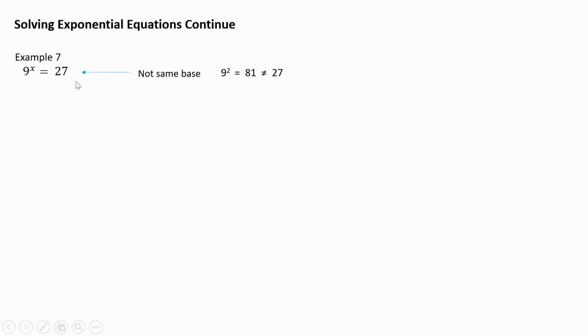So here, guys, we have to use different bases for both of them. So we have to know what bases they have in common. Find the common base between 9 and 27. And if you know your perfect squares and perfect cubes, we should know that 9 equals 3 squared, and we know that 27 equals 3 cubed, right?